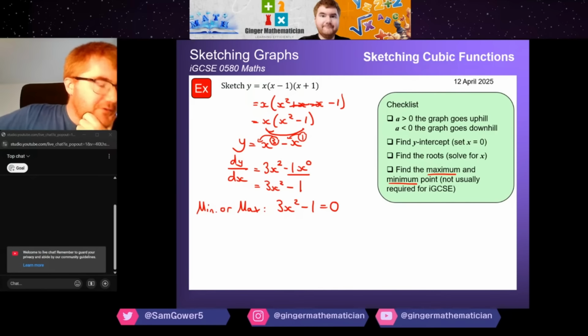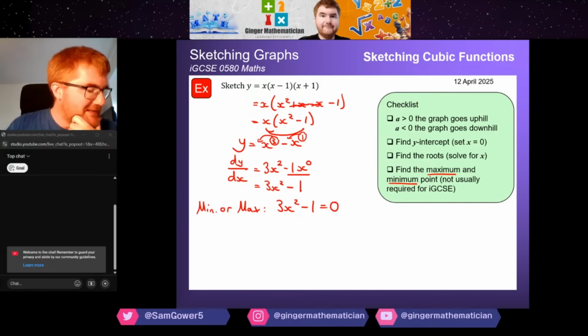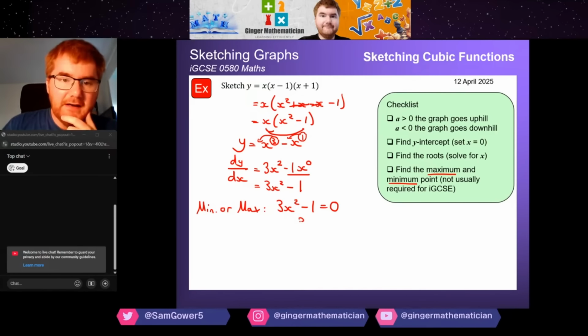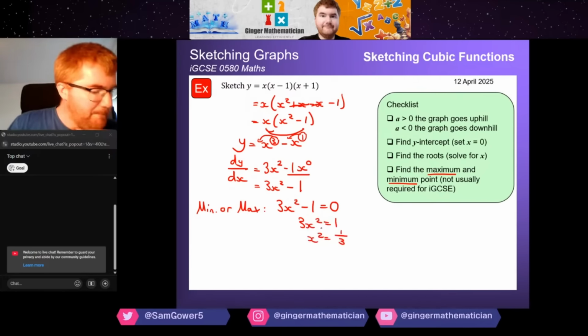Okay, so we've got our square root of 1/3. Can we be a little bit more specific here? So I agree, 3x squared is equal to 1. x squared is equal to 1/3. Good, plus and minus. Thank you, Hassan. Really well done. So we've got the plus and minus the square root.